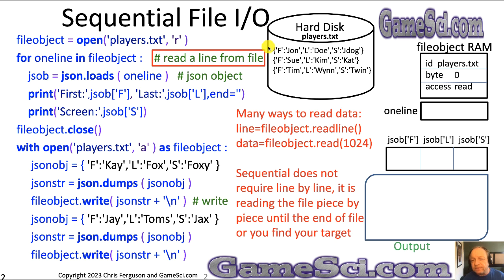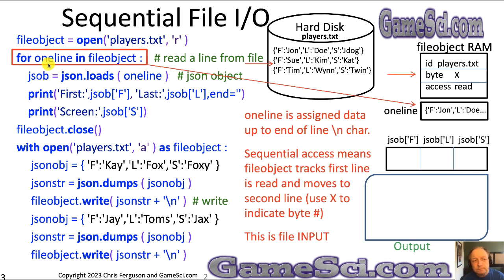Sequential access to the file is starting at the beginning and reading all the data until you reach the end. That's what sequential access means. The reason we need it is because sometimes these files are big and you can't read the whole file in at once, so you read it line by line or piece by piece until you reach the end of the file. That's sequential access.